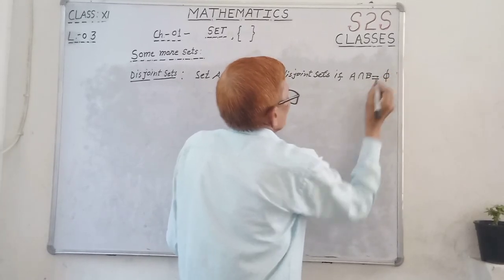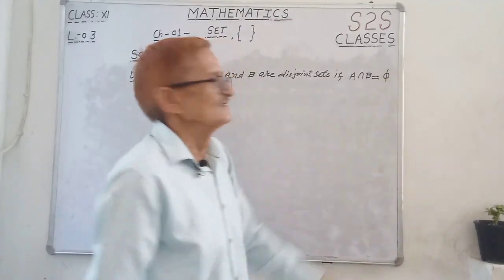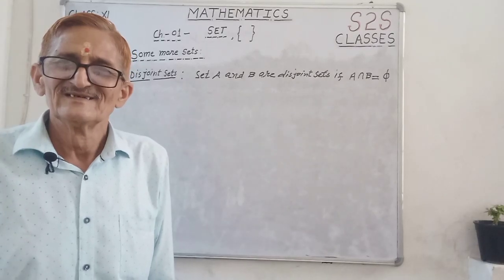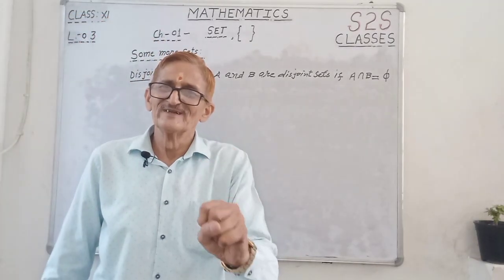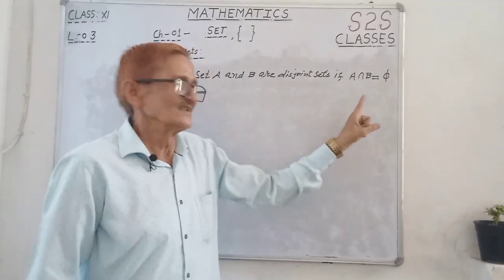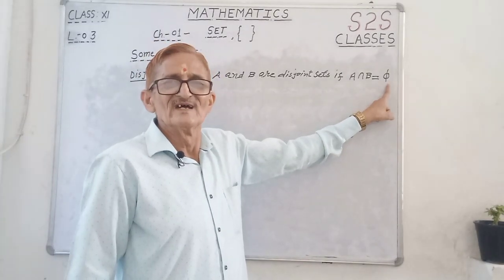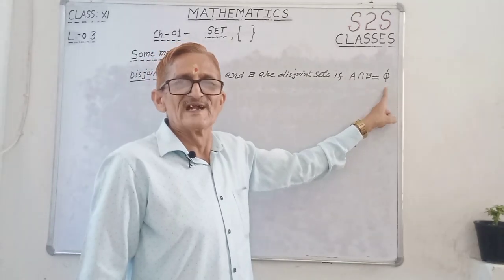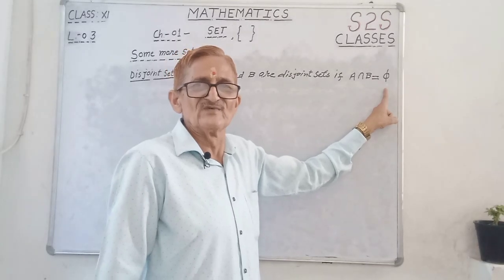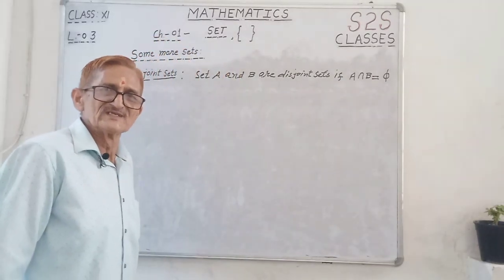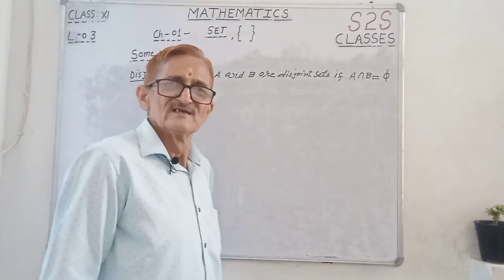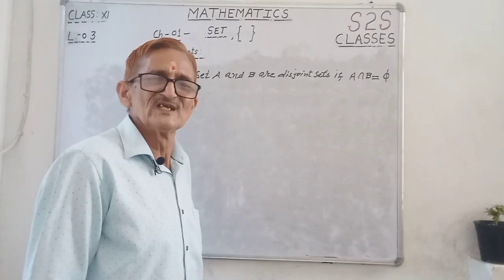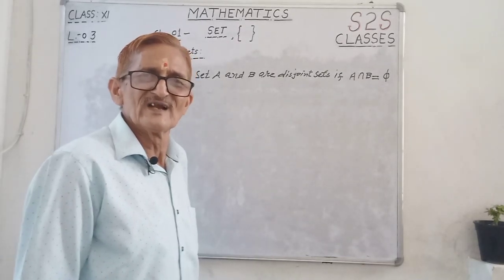Empty set का meaning is no element common. A intersection B is the empty set, means no element is common. I told in lecture 1, the empty set is represented by a special symbol, a Greek letter. Every empty set is always written with this symbol. No element in this set, so it is represented by it. So if A intersection B is the empty set, then A and B are disjoint sets.